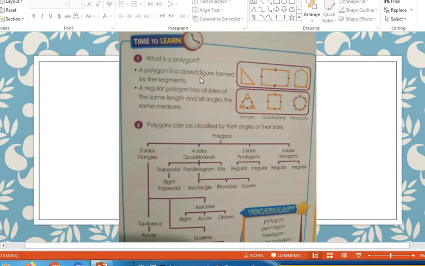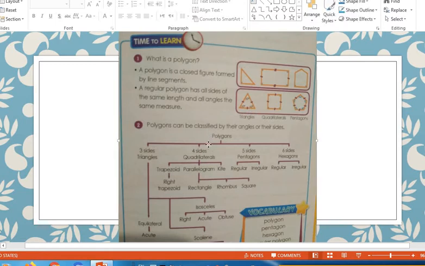A polygon is a closed figure formed by line segments. A regular polygon has all sides of the same length and all angles the same measure. So a polygon is a closed figure. It's a closed one, it's not open, formed by line segments. The regular polygon is a polygon that has all sides equal in length and all angles equal in measure.